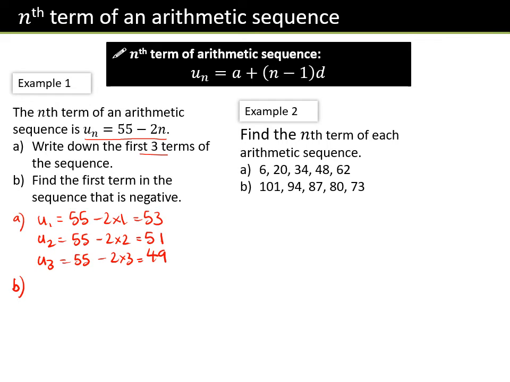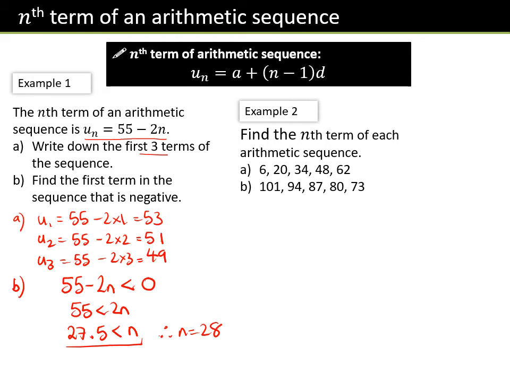Part B, the first term in the sequence that is negative. So using my formula, I want when is 55 minus 2n less than 0. Solving that, add 2n, divide by 2. 27.5 is less than n. We know n is our position term, it has to be whole numbers, and I want the first n that is greater than 27.5, therefore n equals 28.